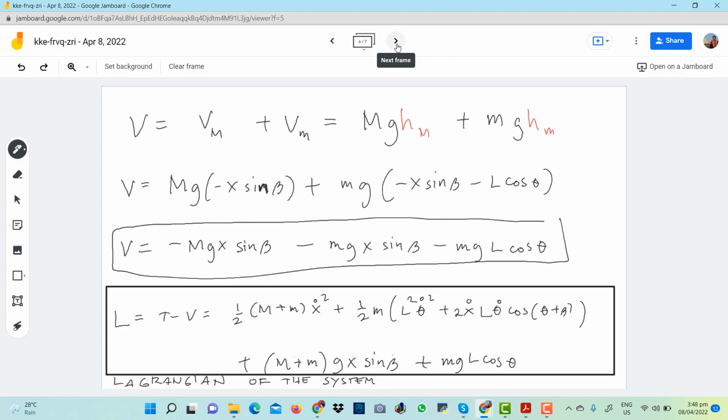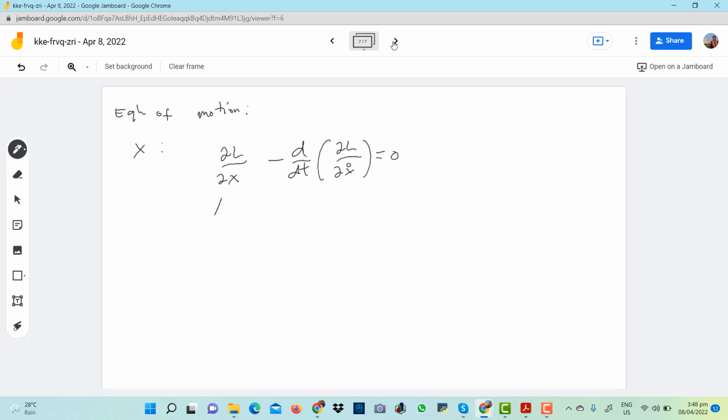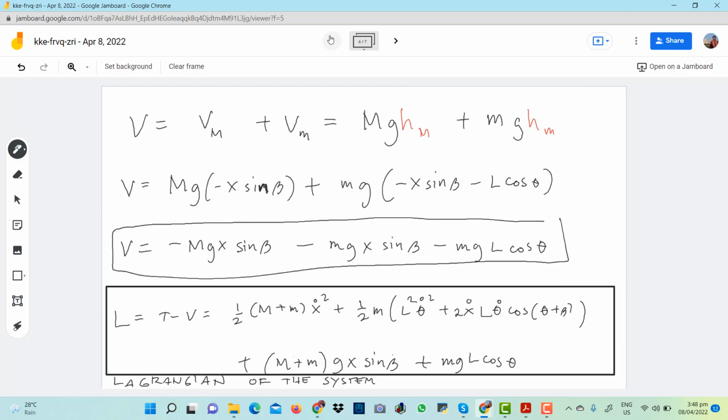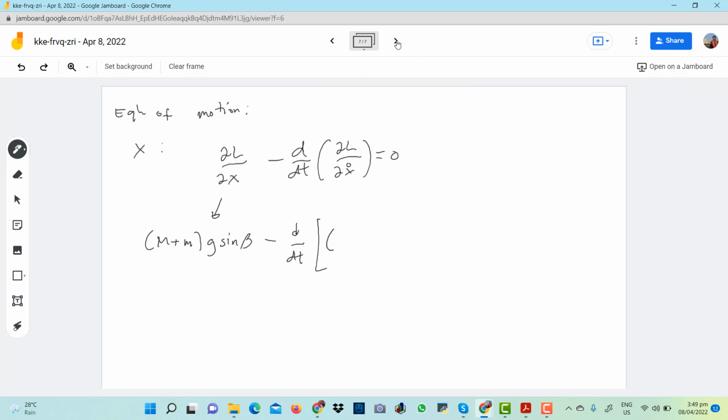We have mg sine beta, no? So, na ko kani is just m plus m g sine beta, okay? Minus d dt of partial of L with respect to x dot, sorry. Nakoy pila ka terms sa akong x dot. Nakoy duha, no? Kani, and then kani siya. So I have that. So we have m plus M x dot.